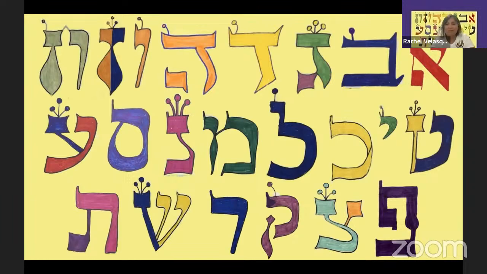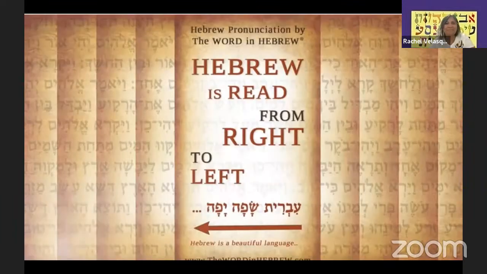Sometimes I say the Aleph Tav because Yeshua is the beginning and the end. God is the beginning and the end. All right, so let's go on. As I mentioned earlier, Hebrew is read from right to left. On the bottom, above the arrow, it says Ivrit, Safa, Ya, Fa. Hebrew is a beautiful language, and I think you'll fall in love with it, just like I did.